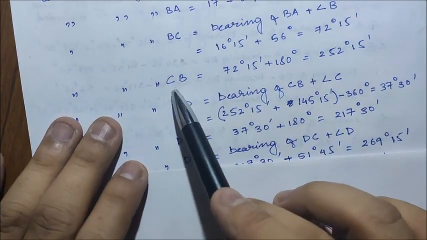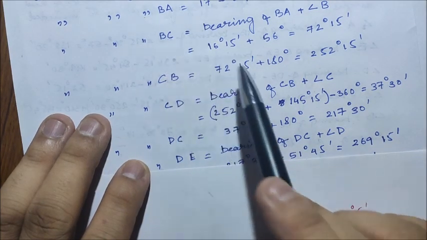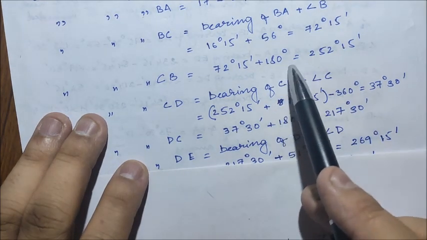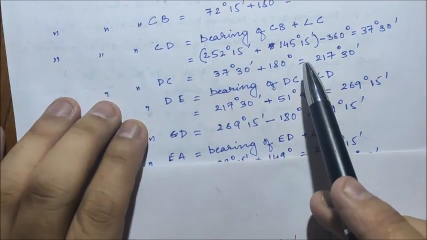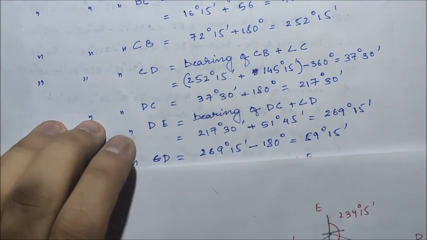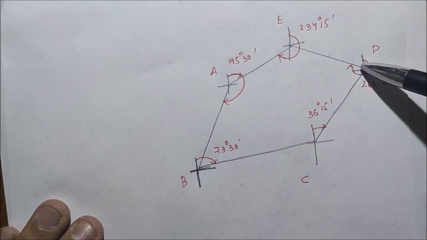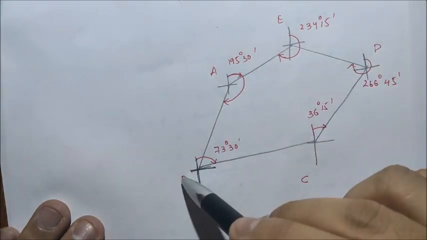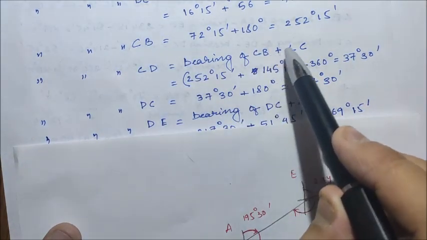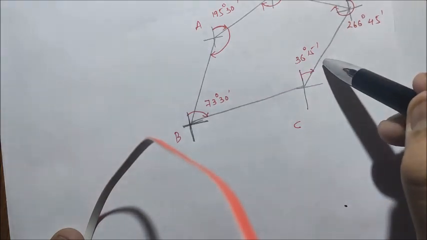Then, the bearing of the line CB is the back bearing of line BC. So add 180 degrees to the bearing of BC, and you will get the bearing of CB. Likewise, the next step is to find the bearing of line CD. Bearing of line CD is bearing of line CB plus angle C.